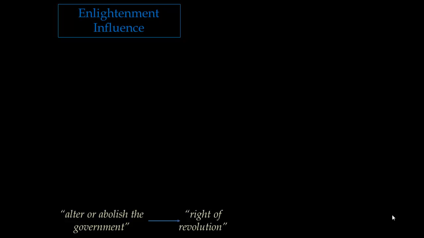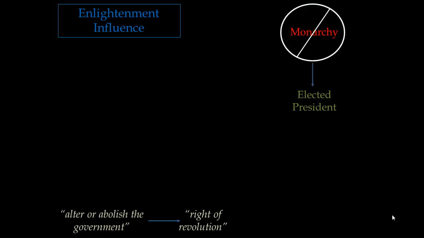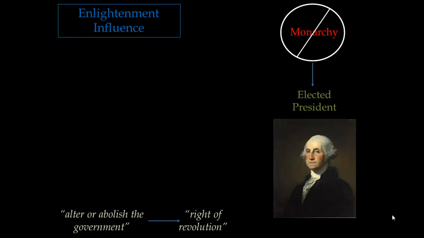Another big idea that's completely different for this time in the world is that the U.S. is not going to have a monarchy. They're not going to have a hereditary king, a title that's passed down through blood. Instead, they're going to elect a president. And the first president they are going to elect under the Constitution is this guy. Hopefully I don't need to put a title for him. That's George Washington.